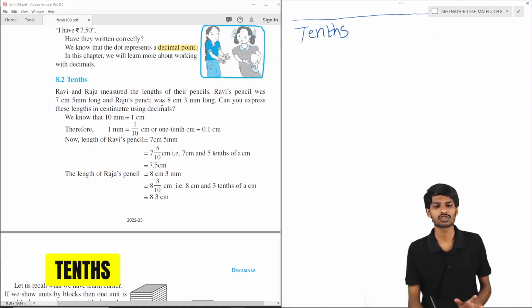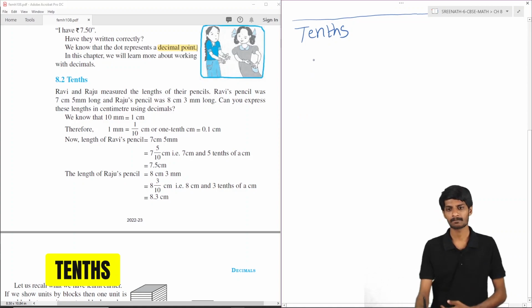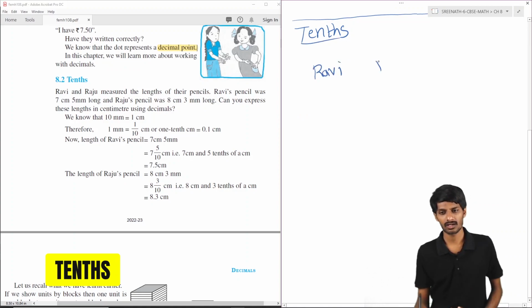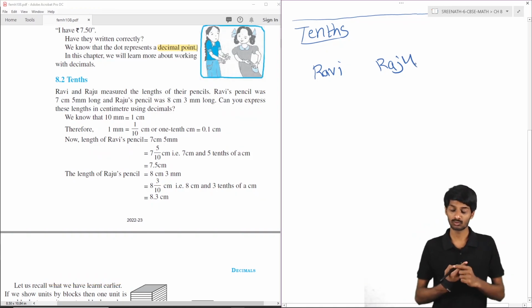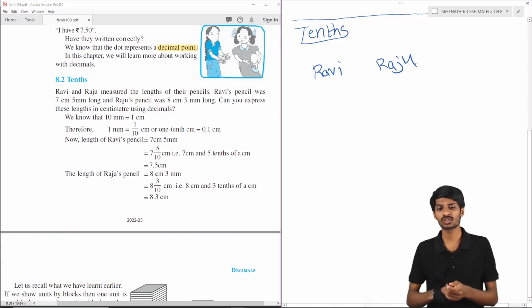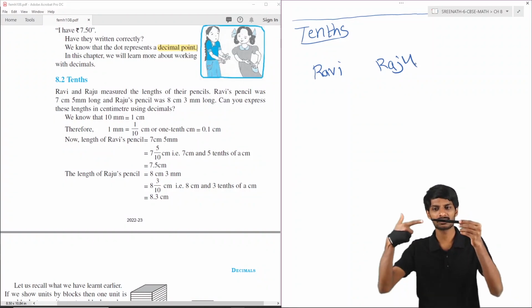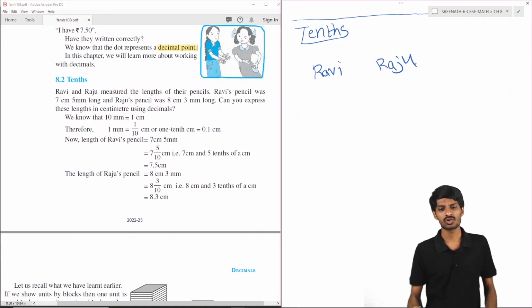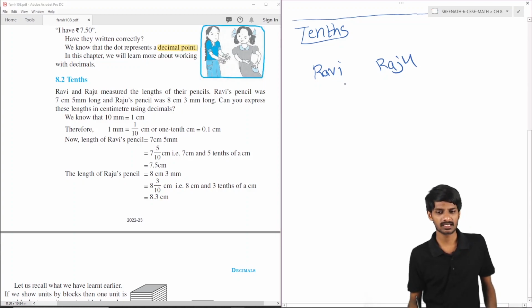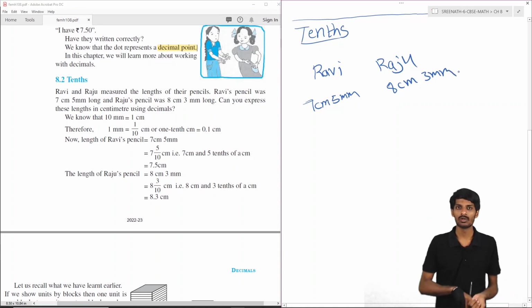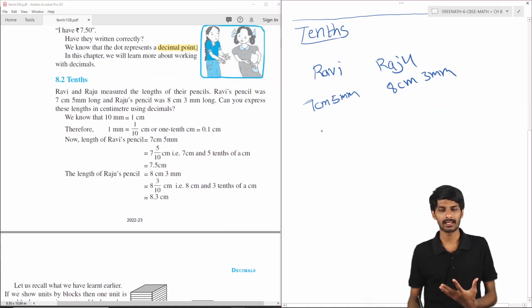Ravi and Raju measured the lengths of their pencils. Each of them has one pencil, and they measured the length of their pencils. Ravi said his pencil was 7 centimeters 5 millimeters long, and Raju said his pencil is 8 centimeters and 3 millimeters long. So they have expressed their lengths in terms of centimeters and millimeters.